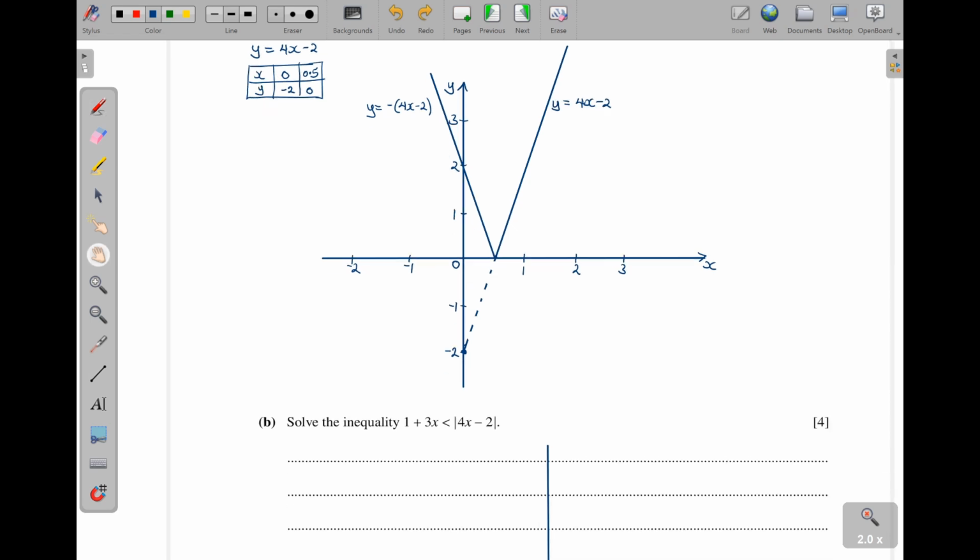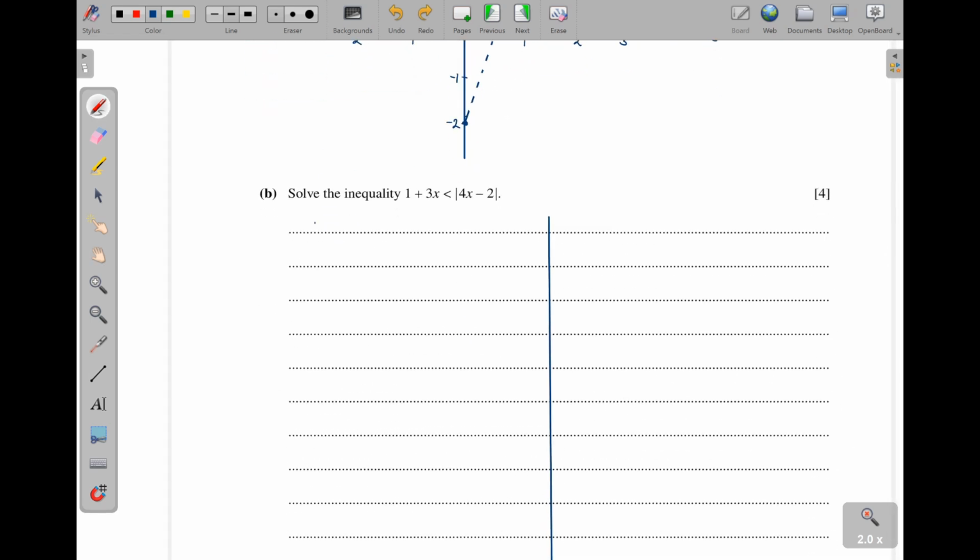So I can have 1 plus 3x less than the positive part. Then I solve this one here. I will have 3x minus 4x less than negative 2 minus 1. So we have negative x less than negative 3. And then when we divide through by a negative, the sign has to change. So x will be greater than 3.